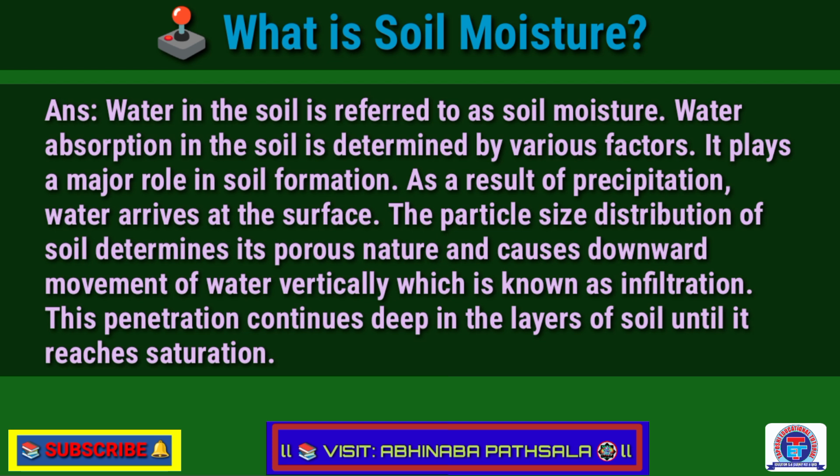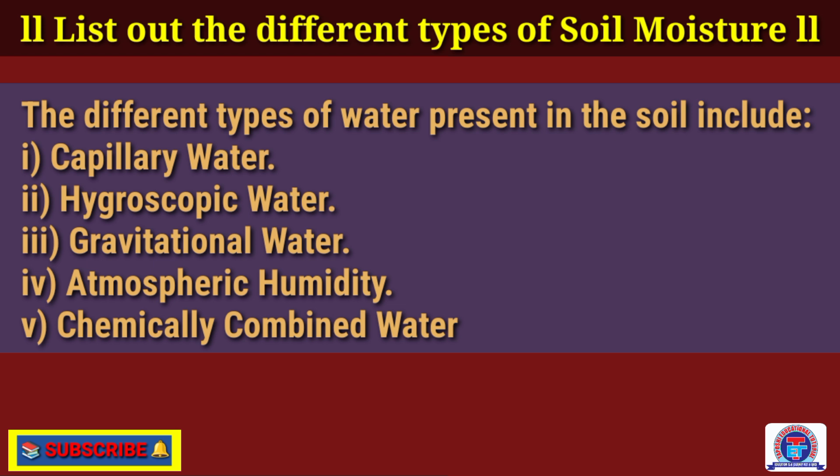Now here we understood. Dear student, here we knew about the different types of soil moisture. The different types of water present in the soil include: number 1, capillary water; number 2, hygroscopic water; number 3, gravitational water; number 4, atmospheric humidity; number 5, chemically combined water.